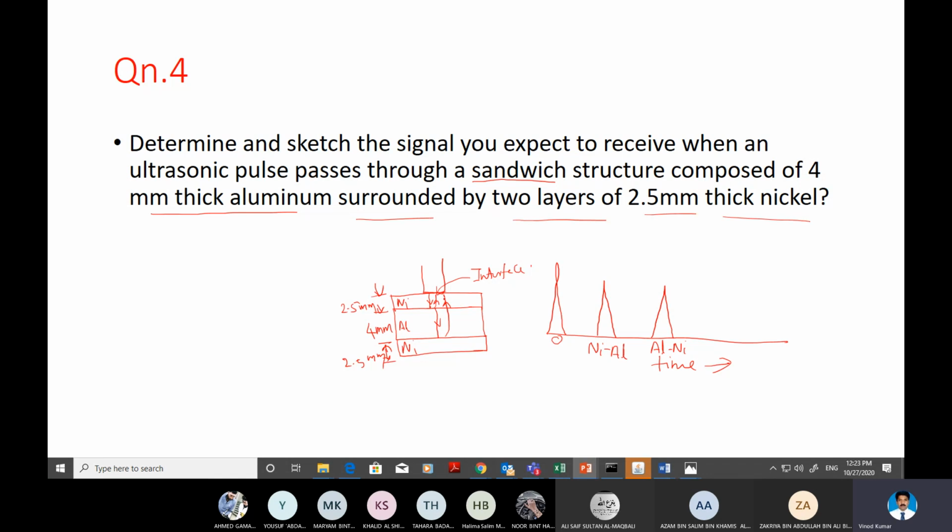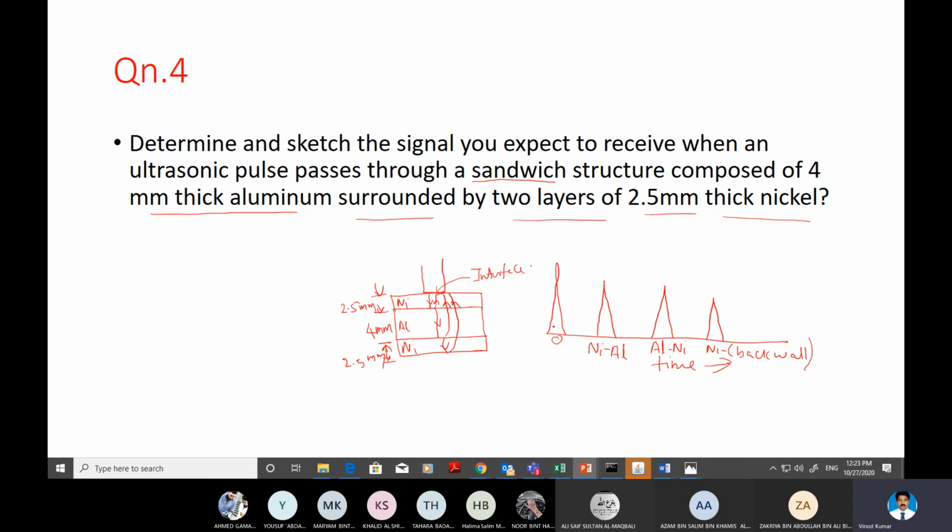Again, some part will come back and some part will proceed to hit the back wall. And then after hitting the back wall, what happens? It comes back and is collected here. So here, again, you are going to get another signal. And that signal is from the back wall.